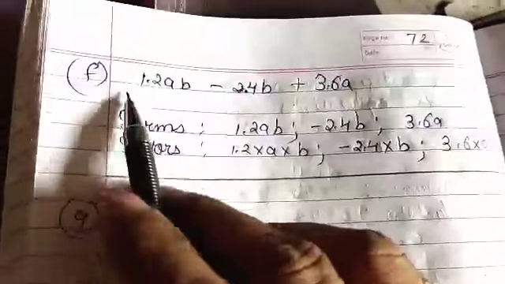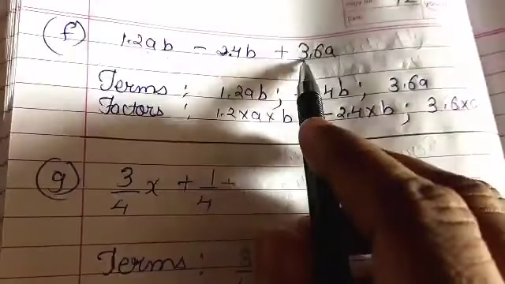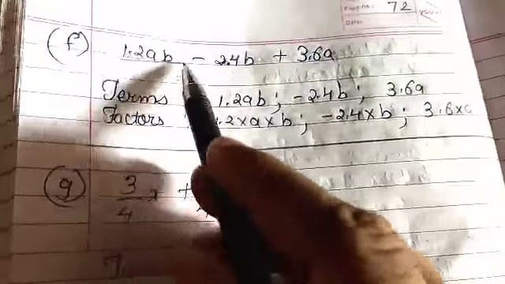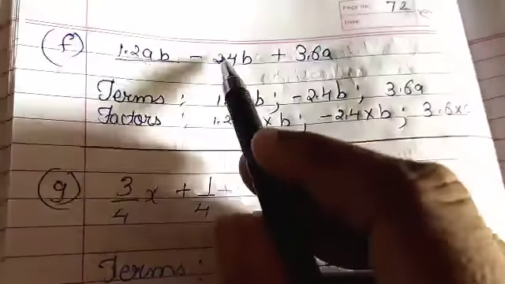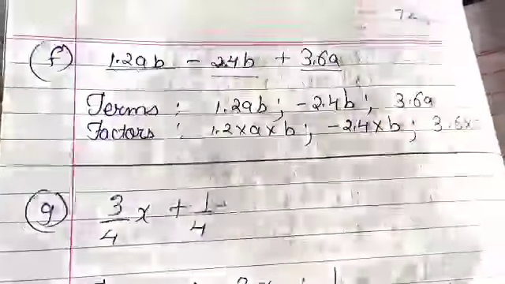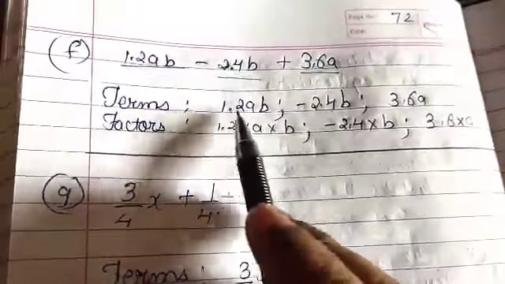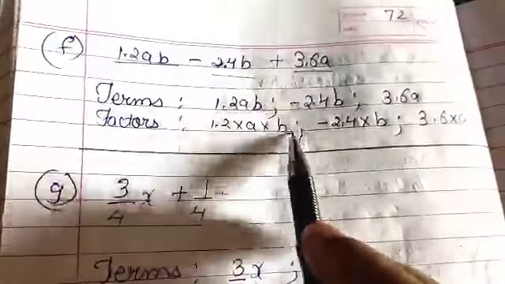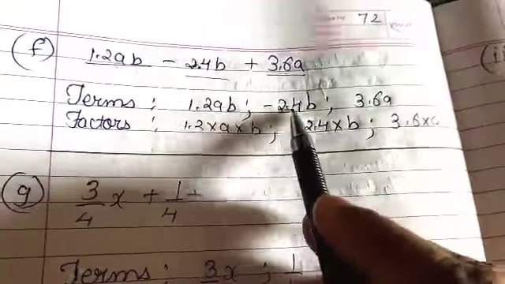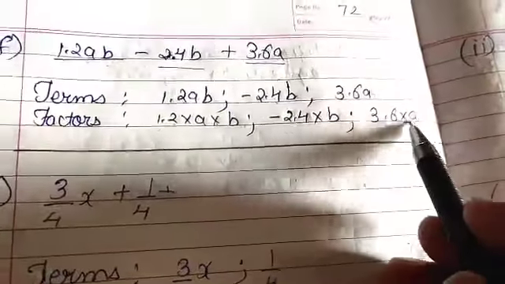Now in that only the next one, that is 1.2ab minus 2.4b plus 3.6a. Now the terms are, first is 1.2ab, then the second term, that is negative 2.4b, and the third one is 3.6a. These are the terms, and the factor of 1.2ab is 1.2 into a into b, and the factor of negative 2.4b is negative 2.4 into b, and the factor of 3.6a, that is 3.6 into a.